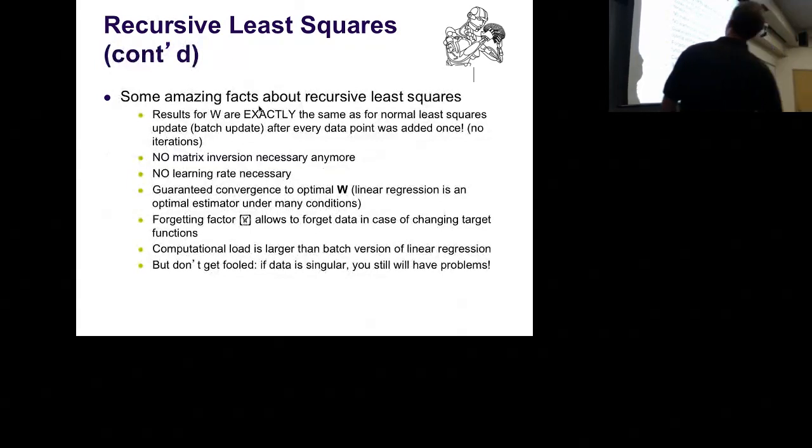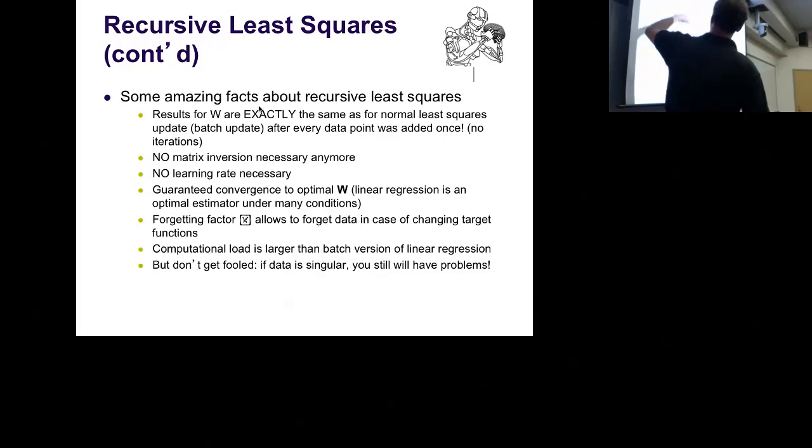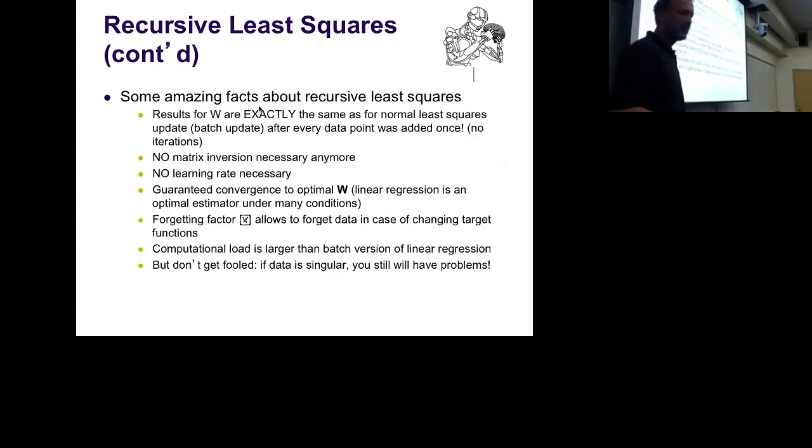So what is good about recursive least squares? It gets exactly the same solution as the analytical closed form least squares, with no matrix inversion. There are no learning rates or anything which you have in some gradient descent algorithms. It will give you the optimal parameters as linear regression always does. The forgetting factor allows you to forget things. Computational load is better for incremental updating than re-computing the complete matrix inversion, but don't get fooled. You're still doing a matrix inversion implicitly and it has the same problems as normal matrix inversions have.